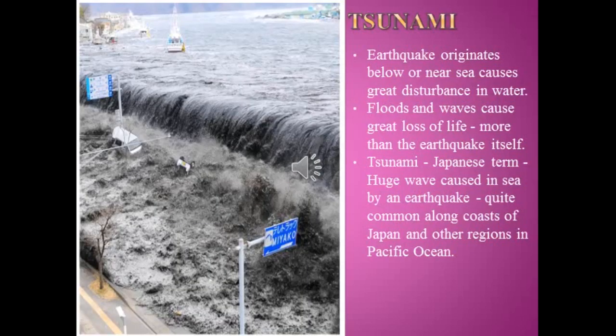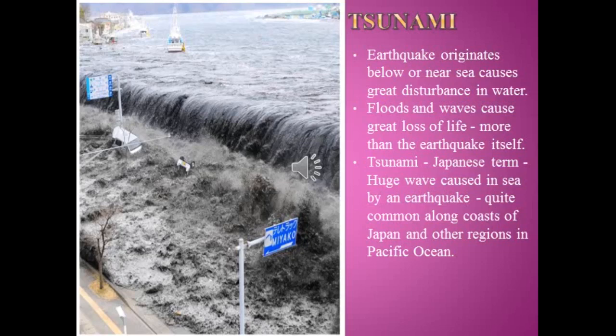Then another important effect of earthquake was tsunami. An earthquake which originates below or near the sea causes great disturbance in the water. The floods and waves cause great loss of life, sometimes more than the earthquake. Tsunami is a Japanese term, the name given to the huge waves caused in the sea by an earthquake. So if an earthquake occurs in the sea, it may cause tsunami.